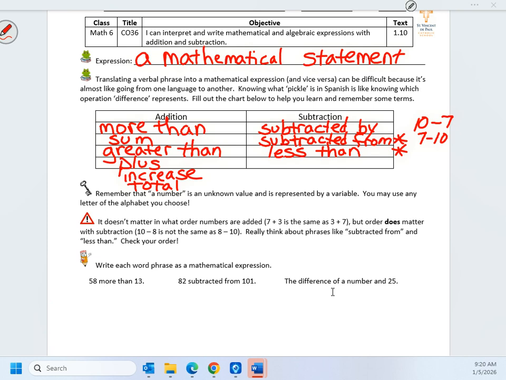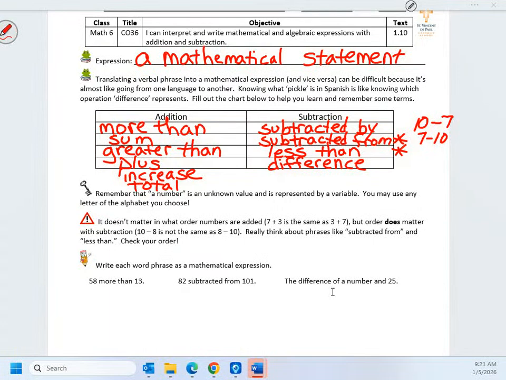Okay. What's another term that means subtraction? Fernanda? Difference between. Difference. Just like the sum was the answer when we add two numbers together, the difference is the answer when we subtract two numbers. So when we say what's the difference of 10 and 7, that would be 10 minus 7.